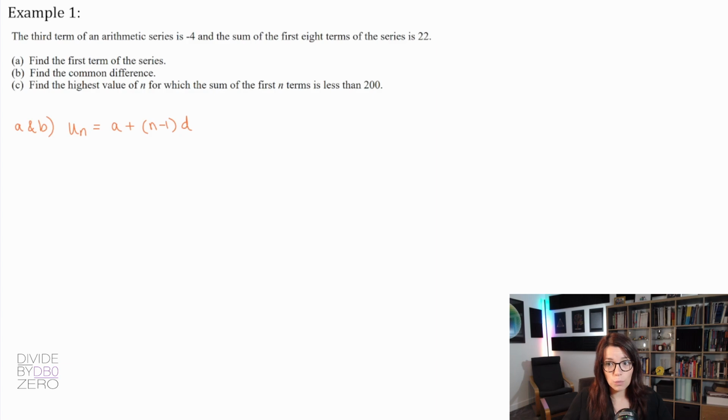We're going to sub in what we've been told. So we were told that U3 was -4. a, we don't know, so we can put a. n is 3, so n minus 1 would be 2. And then d, we also don't know.